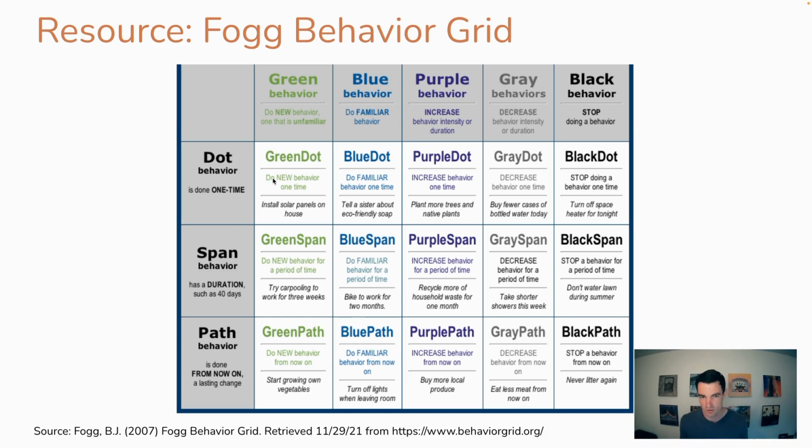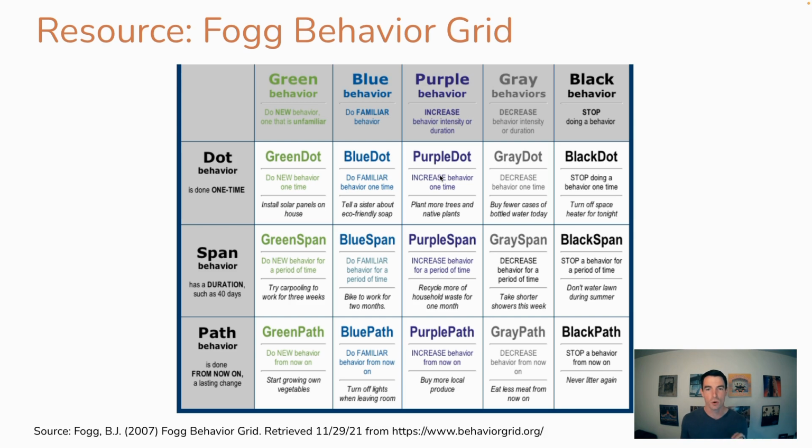So just read a couple of these, for example. What is a new unfamiliar behavior done one time? Install solar panels on your house. We're trying to get people to install solar panels. They do it once, that's done. What if we want folks to stop a behavior? We want it to go from now on. Maybe never litter again. That could be an example of stopping a behavior and making that avoidance of that behavior a habit. So you can read through this and see all kinds of really useful examples of different kinds of behavior change. I want to introduce this when we're thinking, oh yeah, we do want to change behaviors. What do we really mean by it? Let's try and get more specific about what we are looking for when we say behavior change.